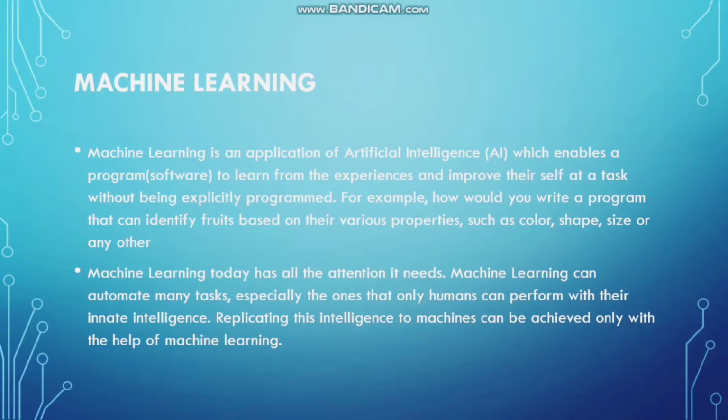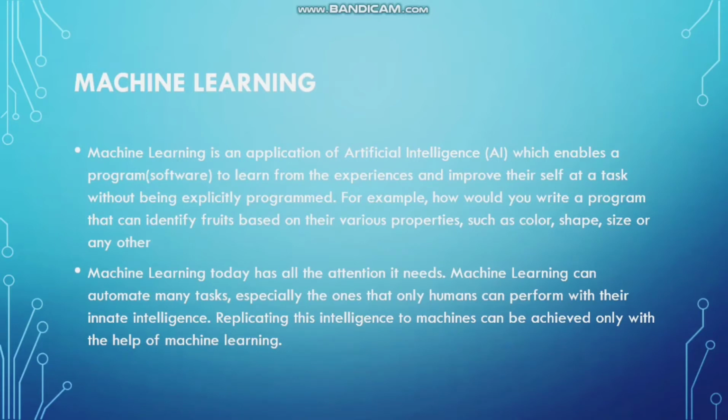Now talking about machine learning. Machine learning is one of the most trending technologies, which enables a machine to think on its own and perform its tasks on its own. For example, how would you write a program that can identify fruits based upon various properties? An apple can be red in color, and based upon color and size, it can identify and learn on its own. That's what machine learning is.